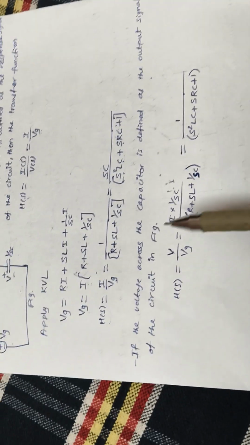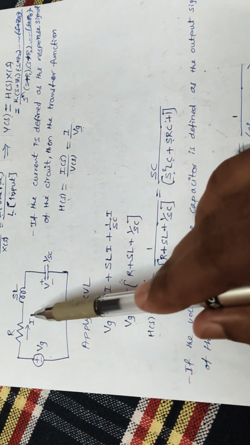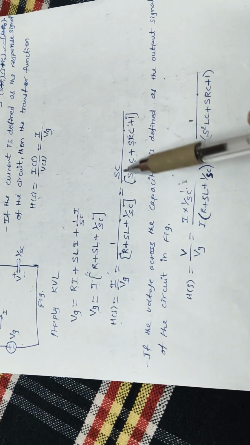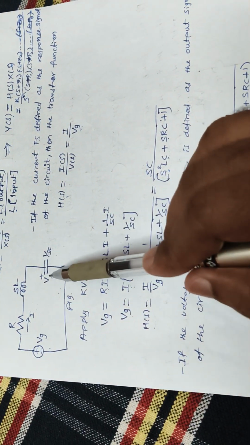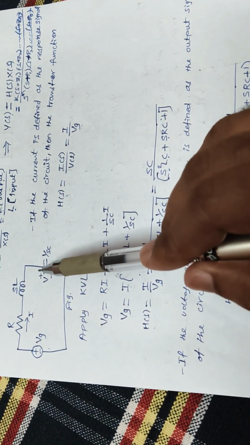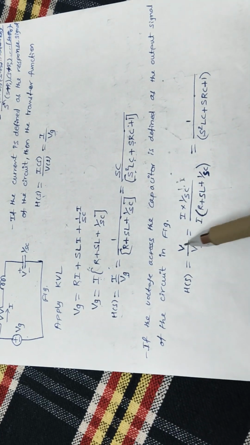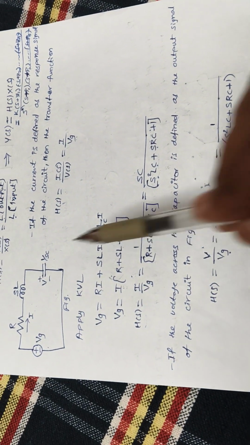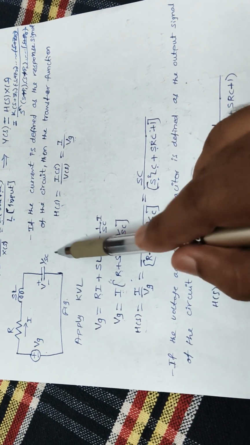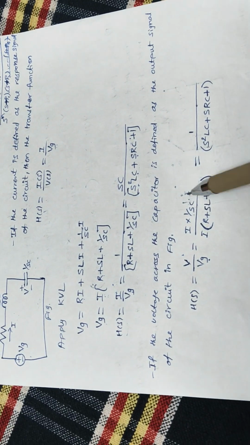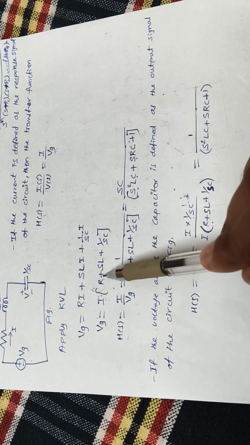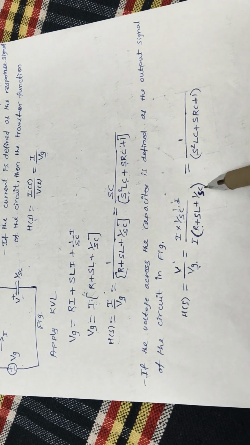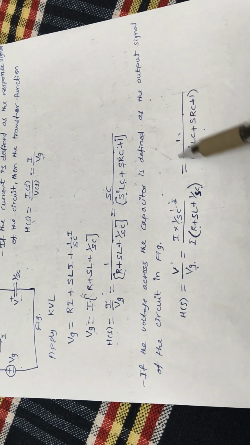As I have assumed current as the response, I got the current by voltage transfer function like this. If I consider the voltage across the capacitance as my response, I'll get another transfer function, V by Vg, right? So what is V? It is I into 1 by SC, the voltage across the capacitance, divided by Vg, where Vg is equal to I into (R plus SL plus 1 by SC). I'll get a different transfer function now.